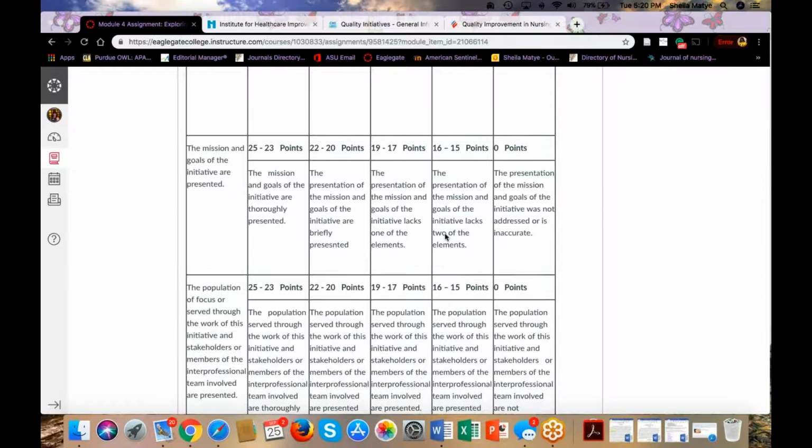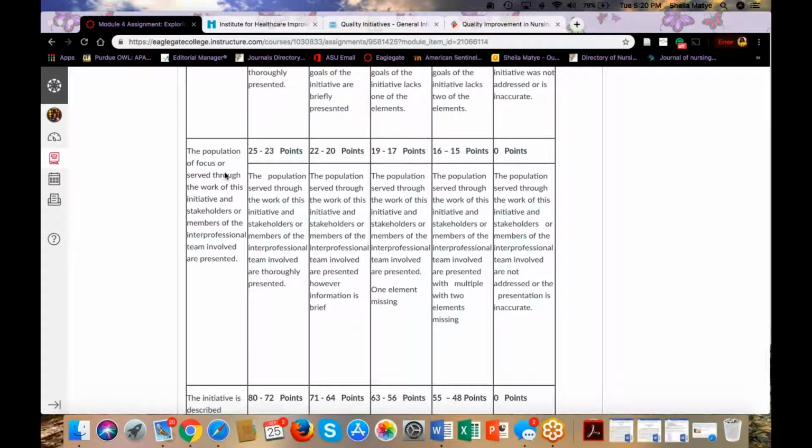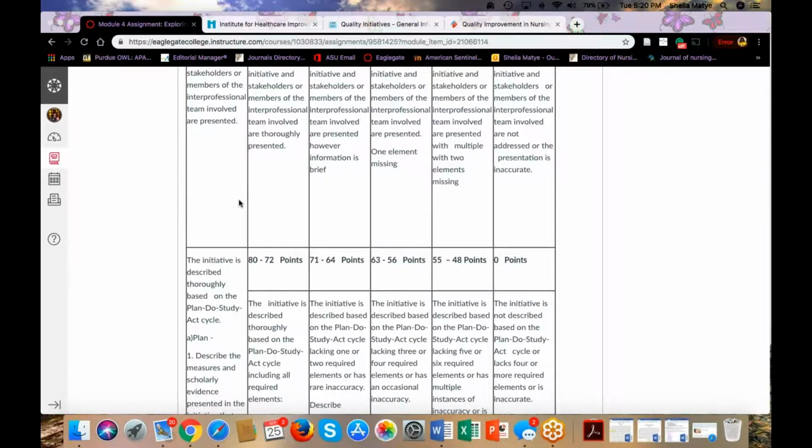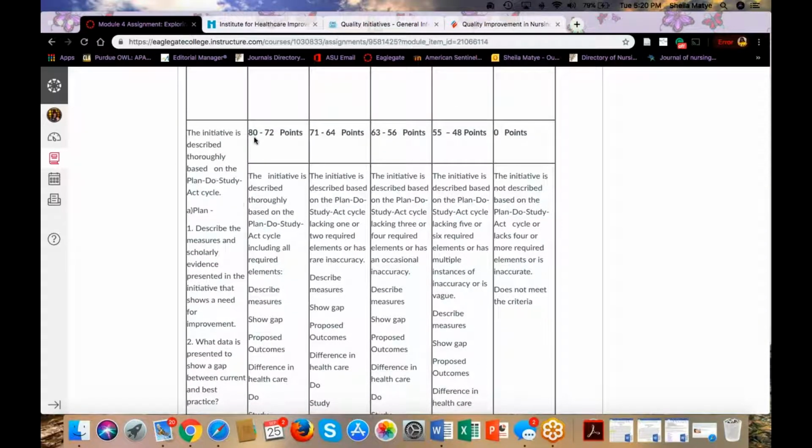Here's your mission and goals. Again, same thing. Population, make sure that you talk about stakeholders or members of the team involved. Who's the population? Initiative described. Now this comprises 80 points. And I've had students not do this section. So that's 80 points right off the top. That's huge. Yikes. Yeah, that is huge.